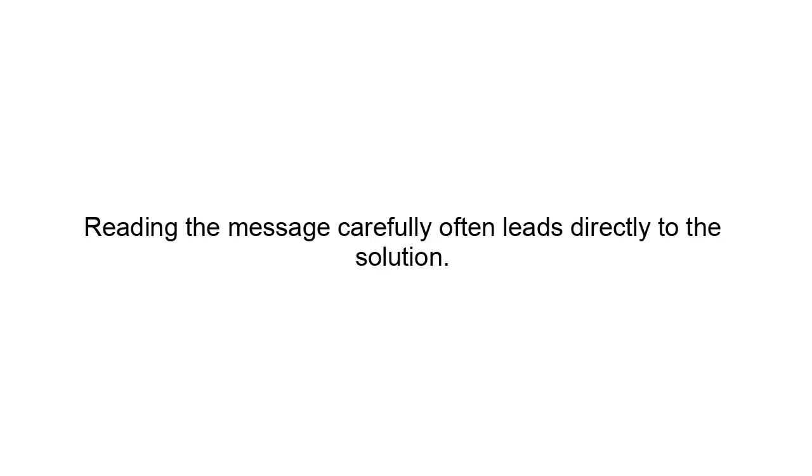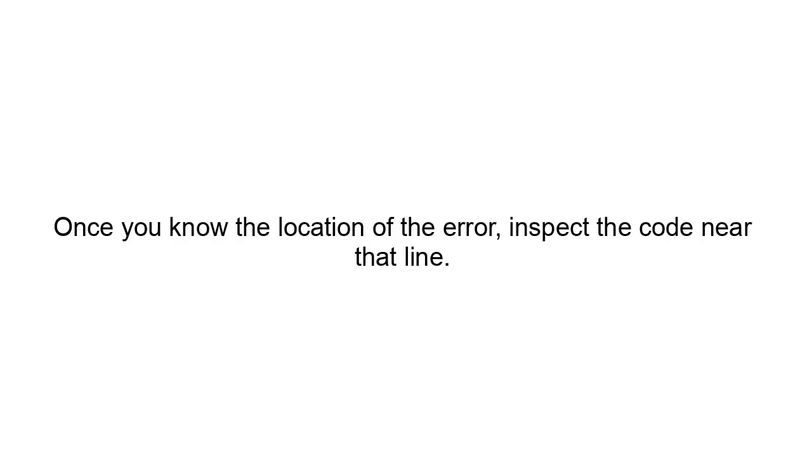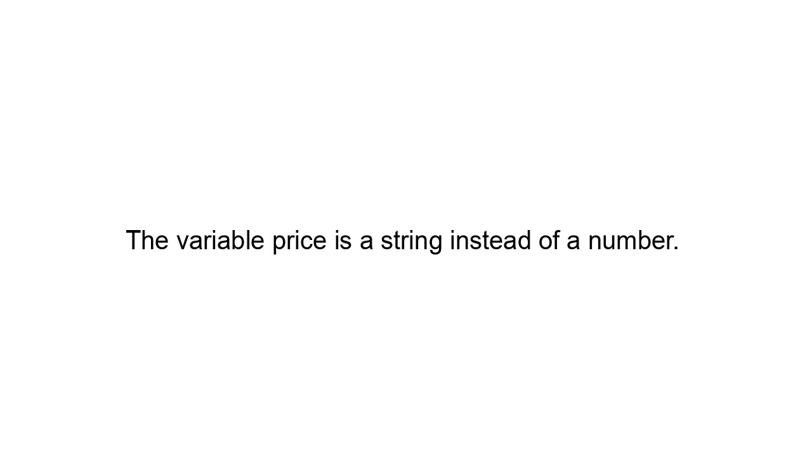Step 3. Check the code around the error. Once you know the location of the error, inspect the code near that line. Example, price = "20", total = price + 10. Error: TypeError. The variable price is a string instead of a number. Correct version: price = int(20).